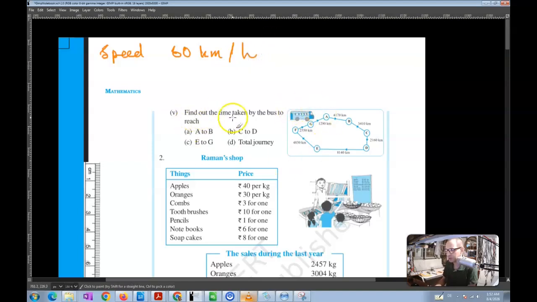Now what is the time taken by the bus to reach, for example, from A to B? Now from A to B, we'll go from here to here, which is 4,170. From A to B would be 4,170 kilometers, right?